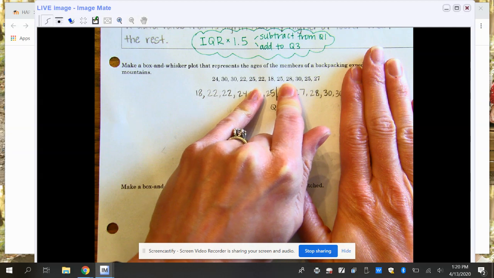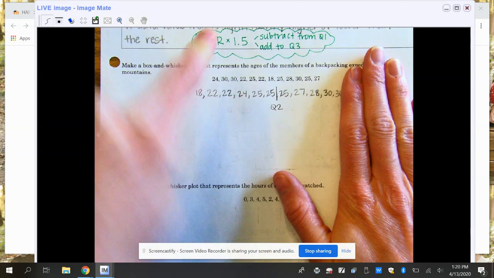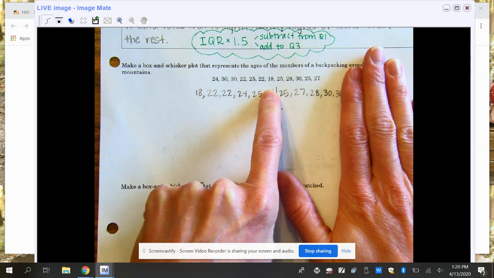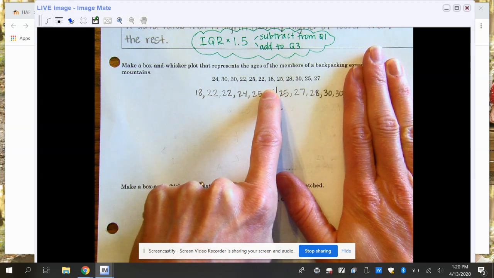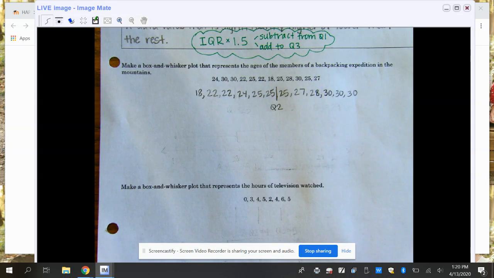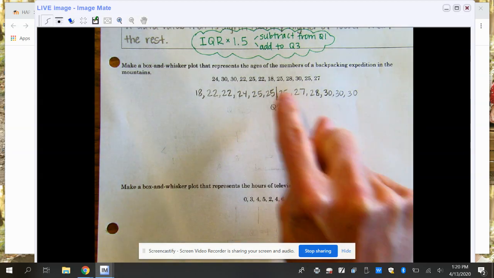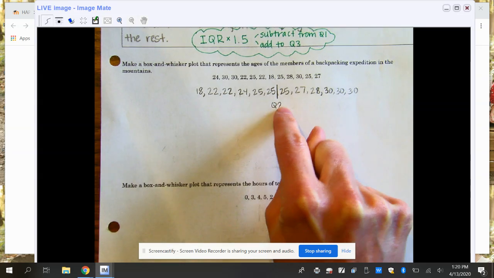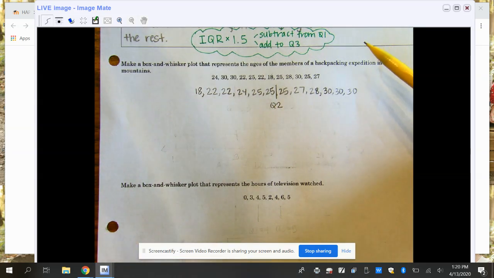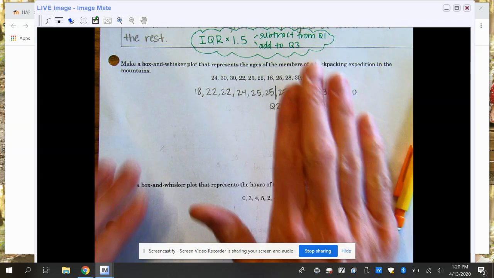So that value right there would be the median. So we would have drawn a line through that to have, what would that be? 5 values on either side. So you should always have the same number of values on the right and left of Q2. All right, so now what we're gonna do is find the lower quartile and the upper quartile.